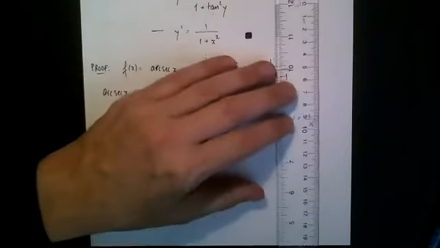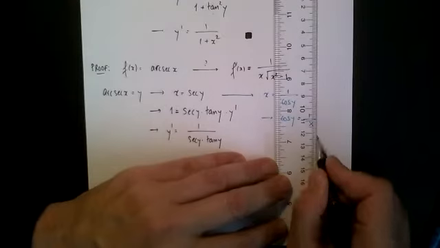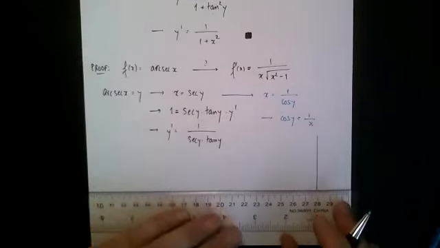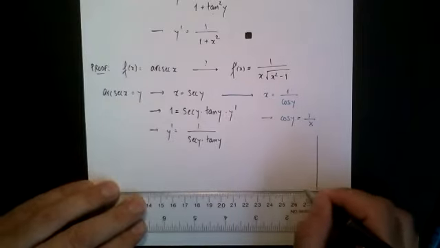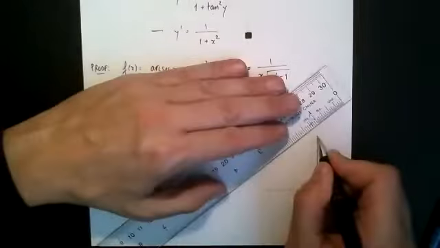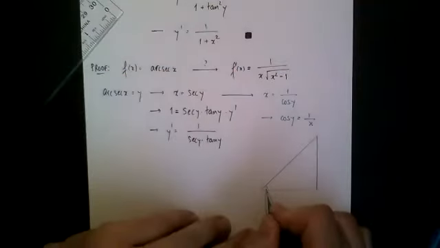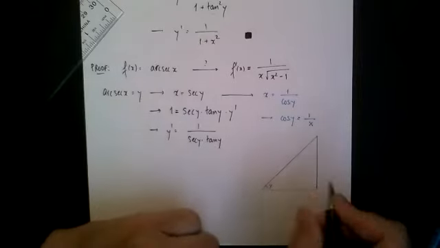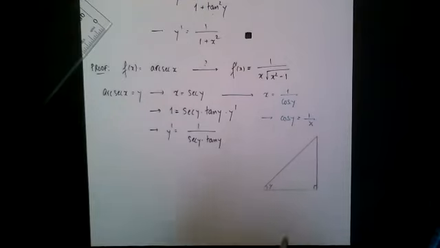Okay, so let's draw a triangle where the cosine of y is equal to 1 over x. And then from this triangle, I'm going to try to find what the tangent of y is. So this is y, this is 90 degrees. Cosine is equal to 1 over x. Where am I going to put the x? Where am I going to put the 1?